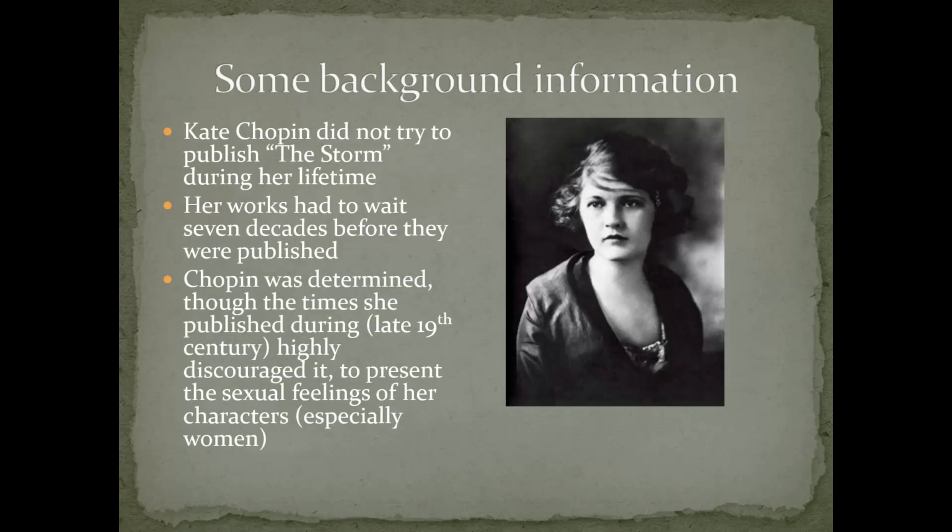So, some background on Chopin. She did not try to publish The Storm during her lifetime. I think she knew that was not going to be well received. A lot of her works were somewhat similar to The Storm in theme, and her works had to wait 7 decades before they were published. As I said, she was determined and wrote a lot about issues that were not widely accepted during the late 19th century. A lot of her female characters expressed sexual feelings, and that wasn't the norm.